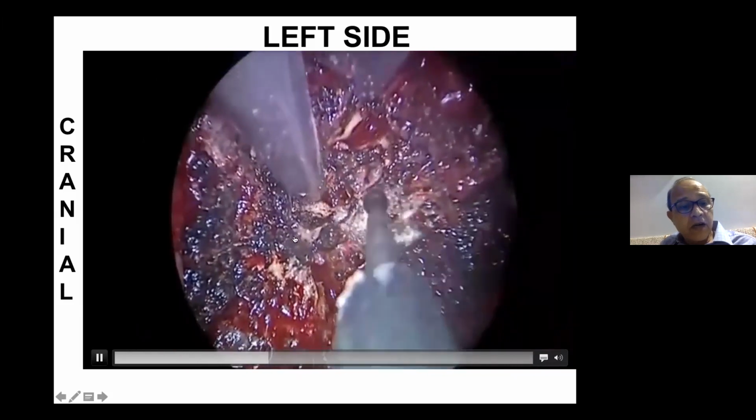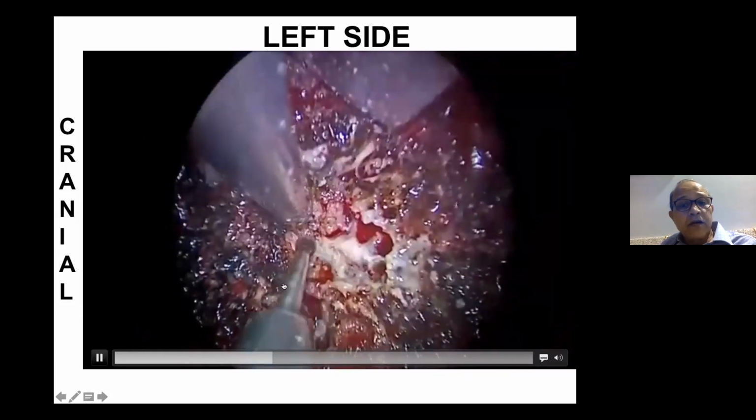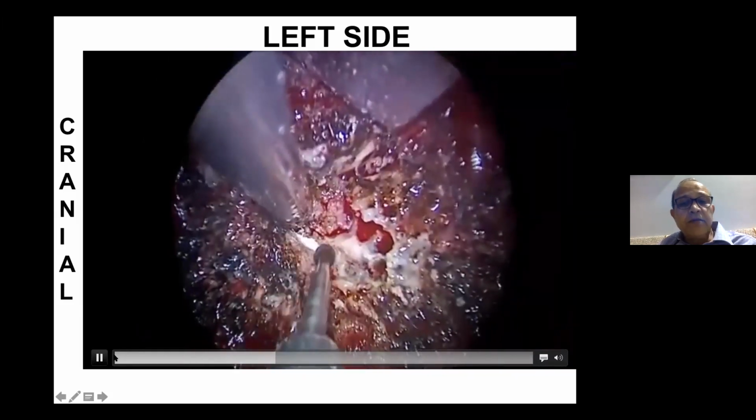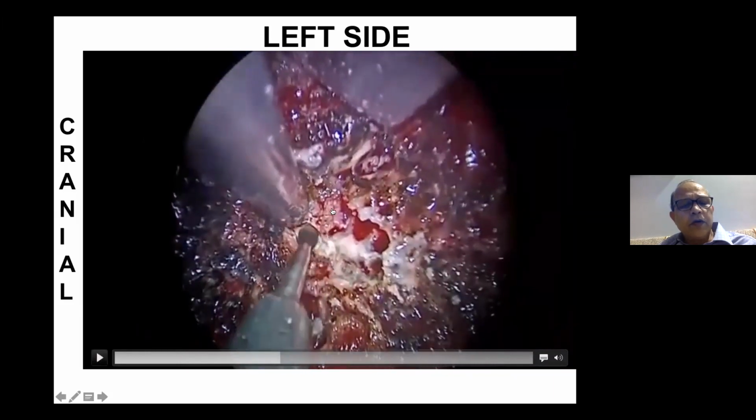This C1 is very important in the stability. So if it is not required, spare part of the C1. Whenever it is required, you remove it a little bit. Then if you find that you are not able to reach the tip of the odontoid process, remove it a bit more. So now the odontoid is being removed, drill.